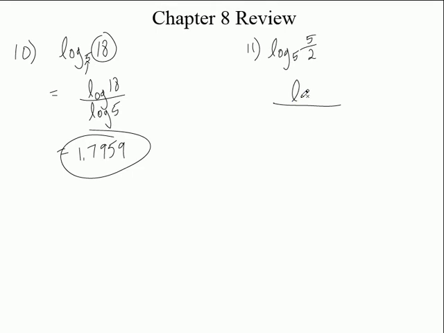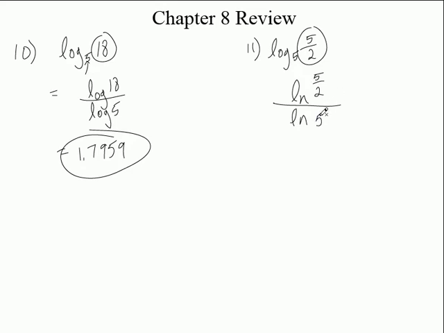So let's do this. Just for fun, let's go natural log, just to show you that it doesn't matter if you use the regular log, the common log, or the natural log. So let's put this on top. What are we putting on top? That number right there is 5 halves. So we put 5 over 2, and then ln, and then 5.